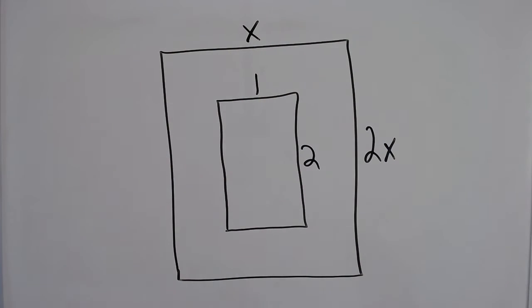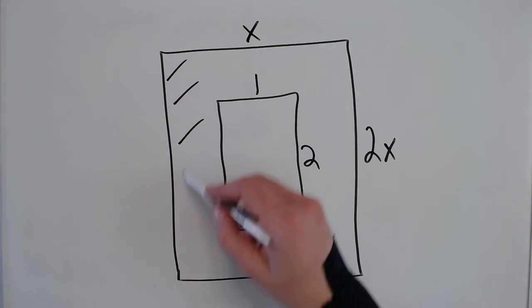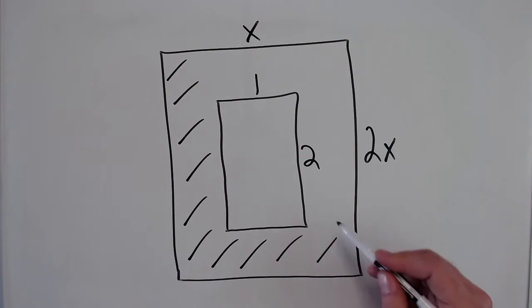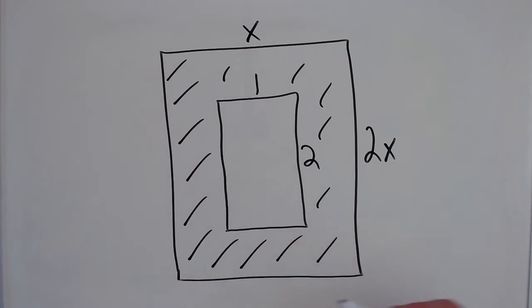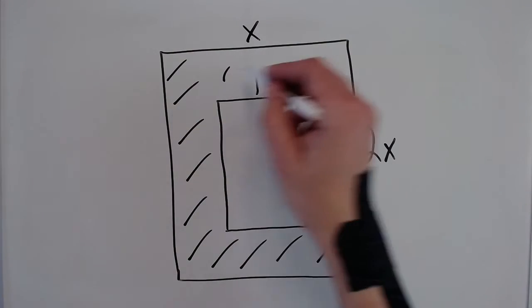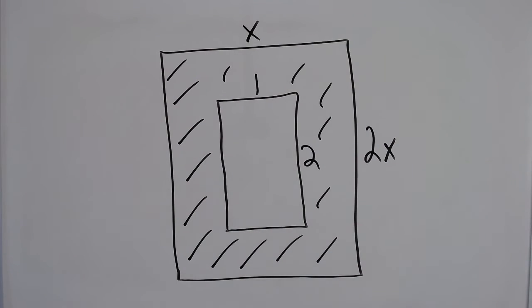And so the question is, what is the area of this chunk here? Remember, area is length times width. But we just want the area of this outer part. So how can we figure this out?